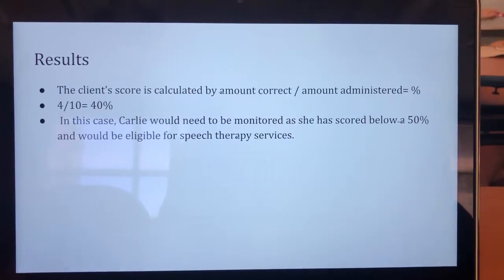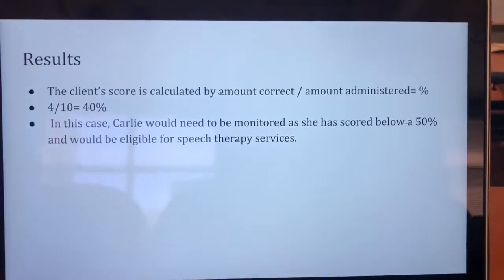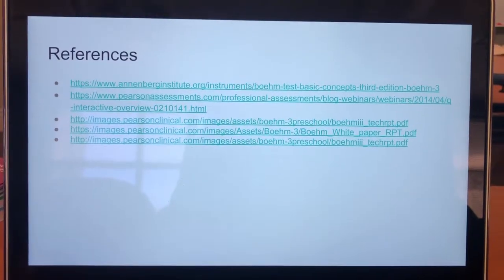In this case, Carly would need to be monitored as she has scored below a 50% and would be eligible for speech therapy services. And there are our references.